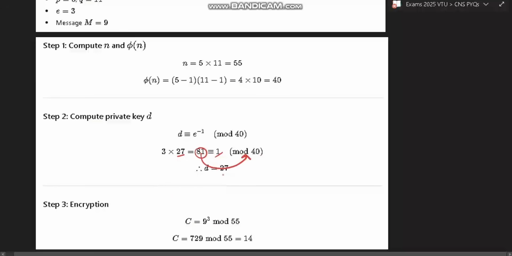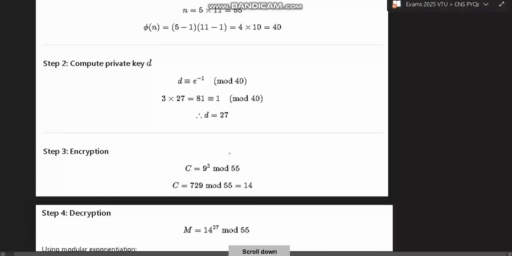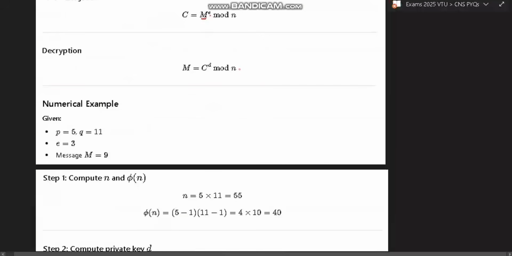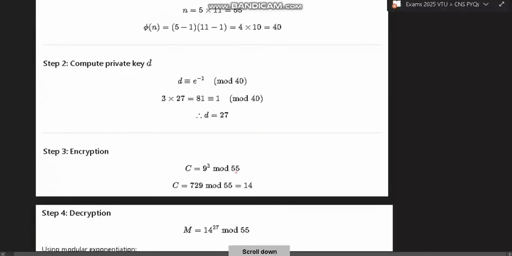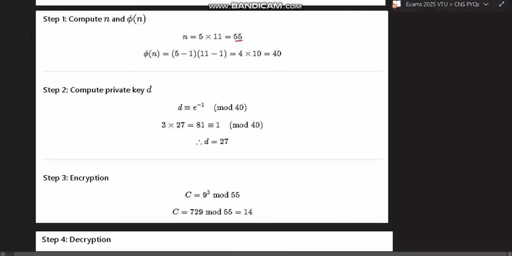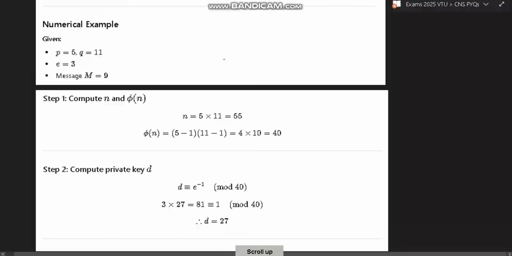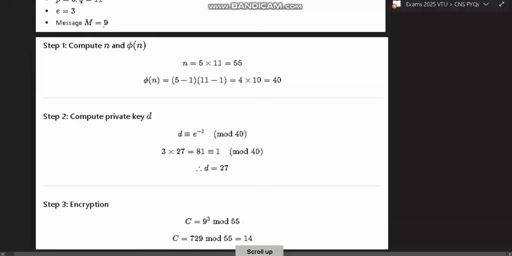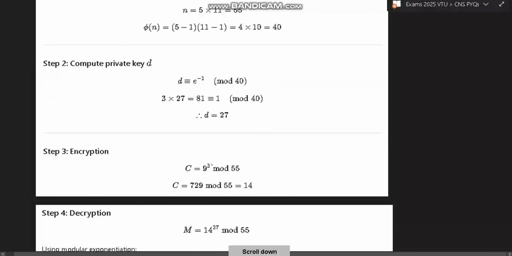Okay, next, encryption should be done, which is C is equal to, the above formula was there, right? C is equal to m power e mod n. So the n value is 55, which we have calculated here. M is the message, which is 9 here, as given. So 9 power e, which is 3, so 9 power 3 is 729 mod 55. Use a calculator and find out. You'll get the value for the mod, which is 14.